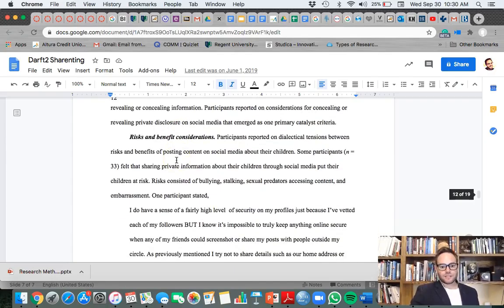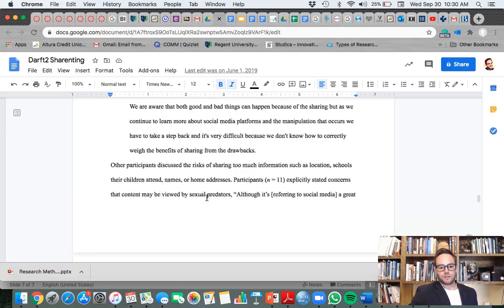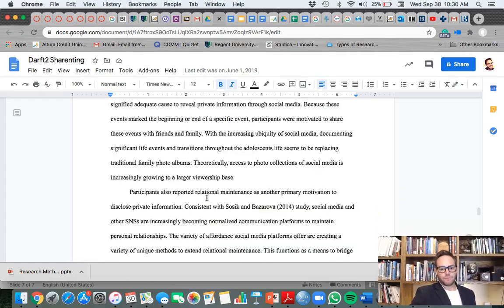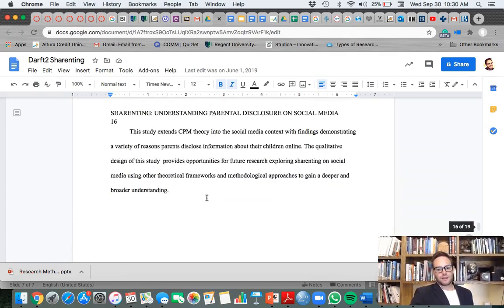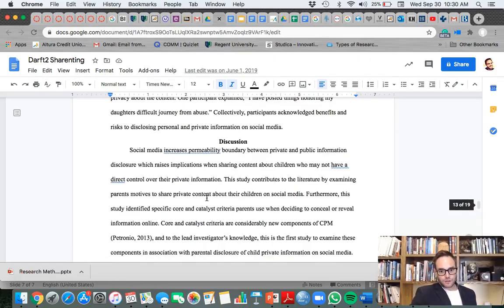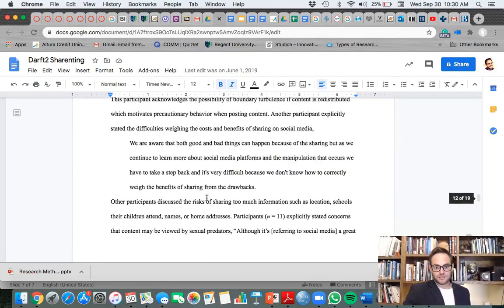So these were some of the things that they did. For the catalyst criteria, we see risk and benefit considerations. People would look at sharing this content and weigh the risks and benefits. Would this be embarrassing for my child? Does that outweigh the benefits that they would receive? And then they would make appropriate decisions based on that. This is just an example of this.